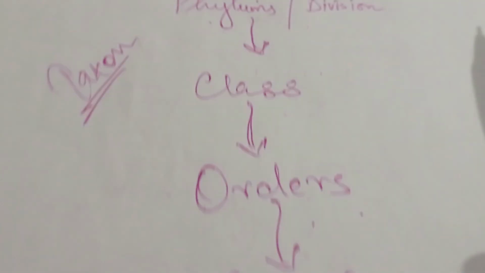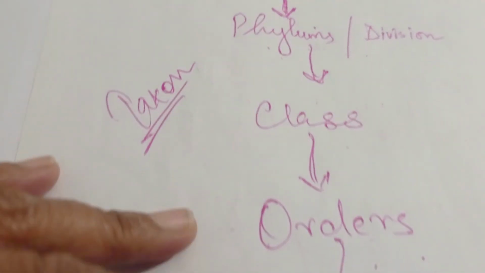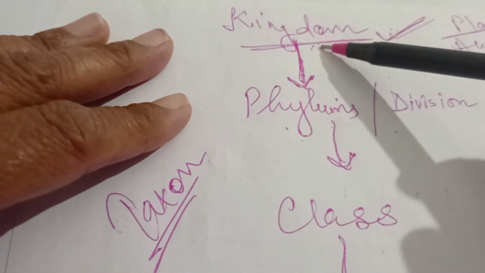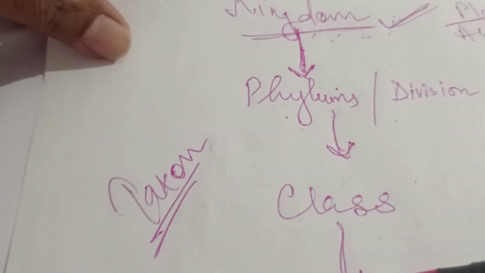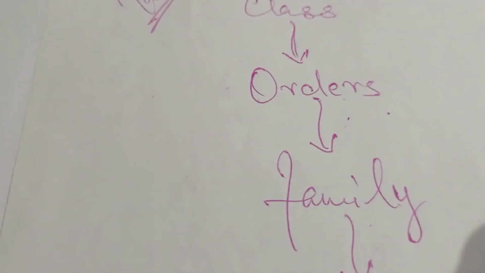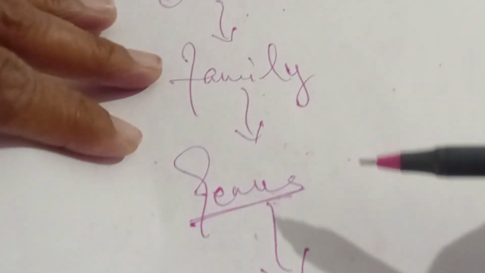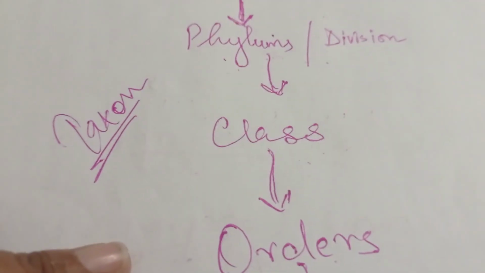Now this is the hierarchy of taxonomic classification, and you have to learn all these categories in this hierarchy only, maybe in the ascending order, that means from species to kingdom, or in the descending order from kingdom to species. You have to learn them in the same hierarchy step by step.